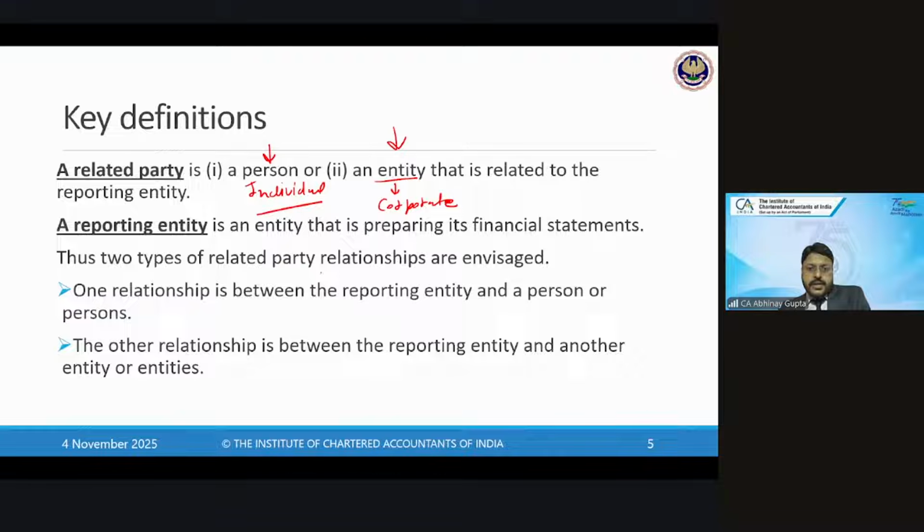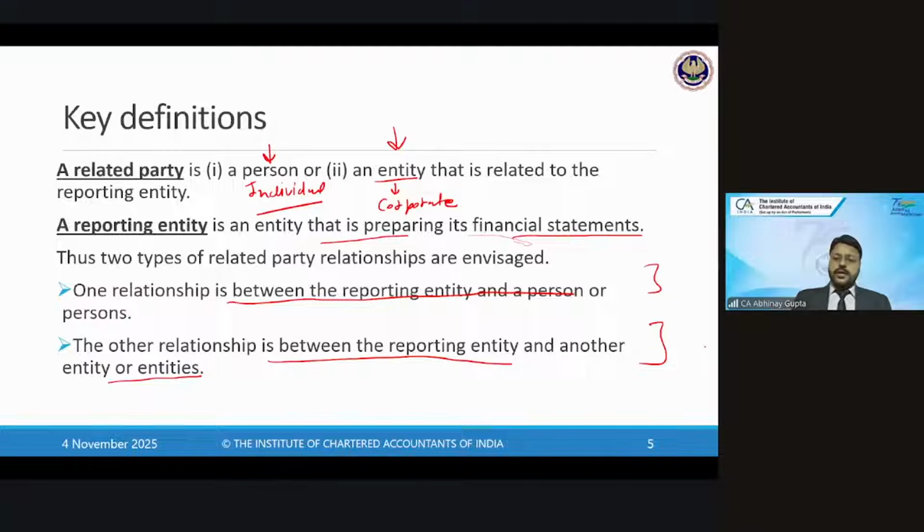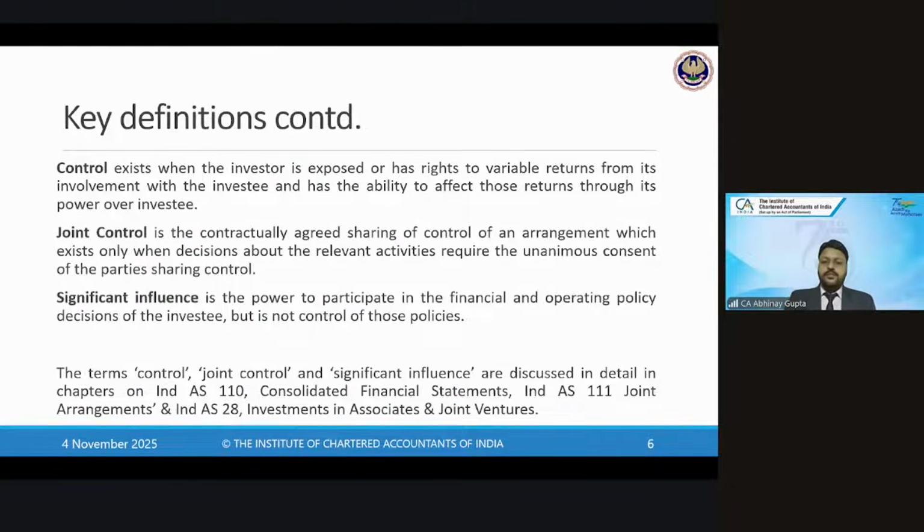A reporting entity is an entity that is preparing its financial statements. Of course, we know this, right? Because from the standpoint of the reporting entity only, we are discussing this standard. There are two types of relationship. One relationship is between the reporting entity and an individual, and the other relationship is between the reporting entity and other entities or other body corporates, right? So these are the two relationships, and accordingly the standard has divided the related party identification into these two steps. So first of all, we will discuss the person.